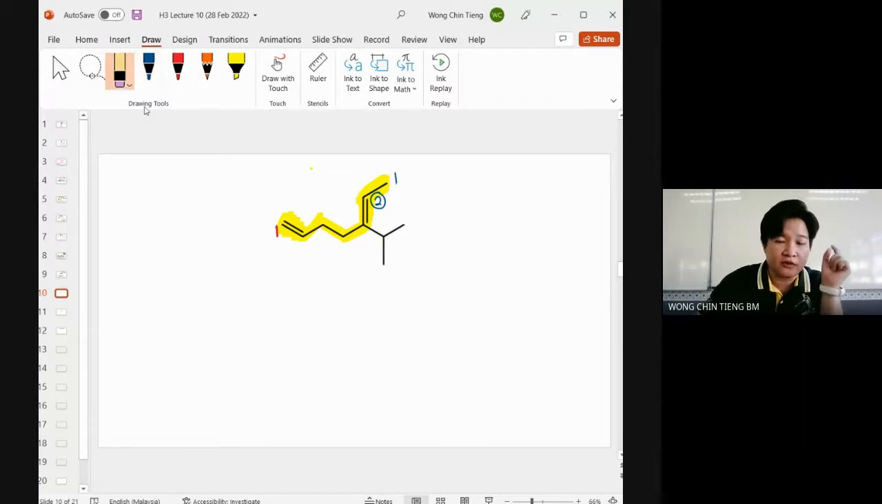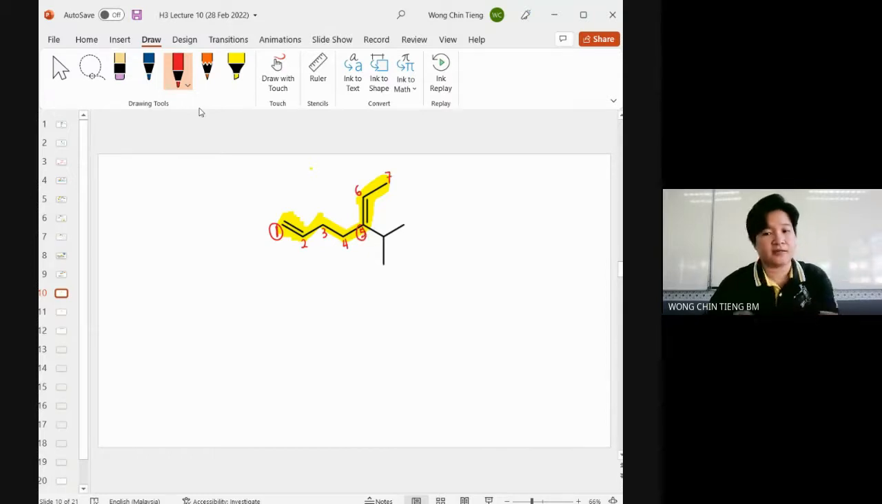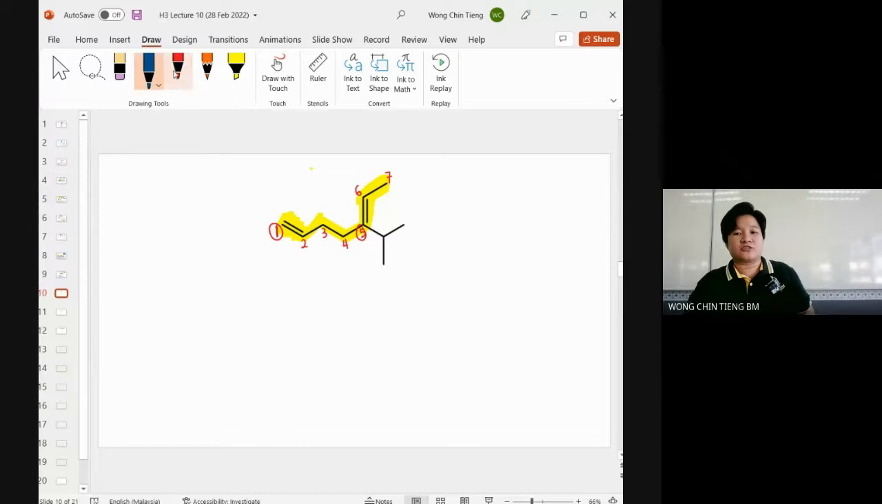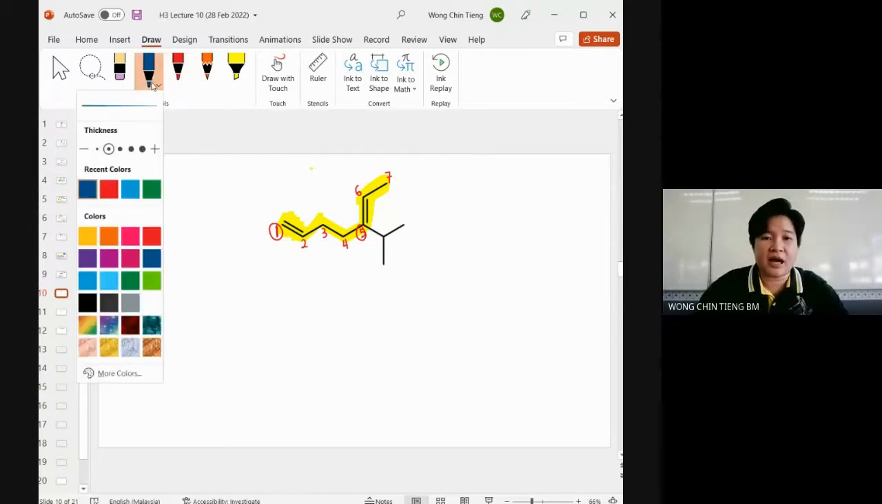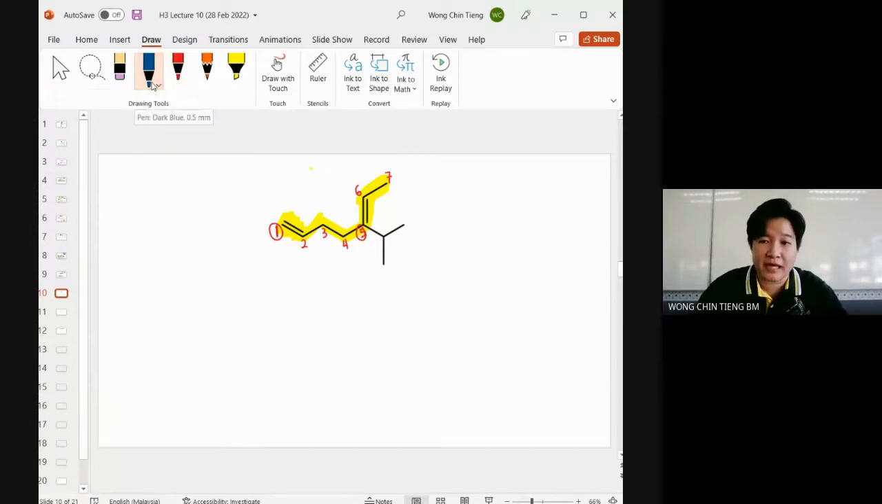Okay. So that is your first point different. We are taking it from the left. 1, 2, 3, 4, 5, 6, 7. So 7 carbon over here. 7 carbon means is your heptane. Nama biasa dia adalah heptane.